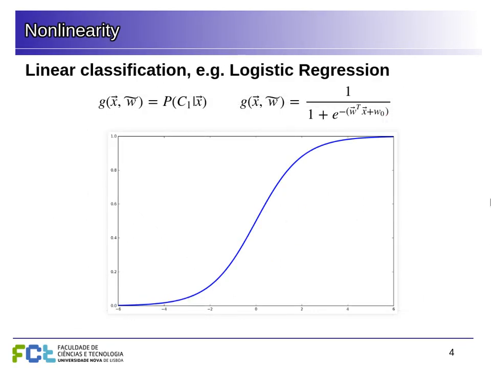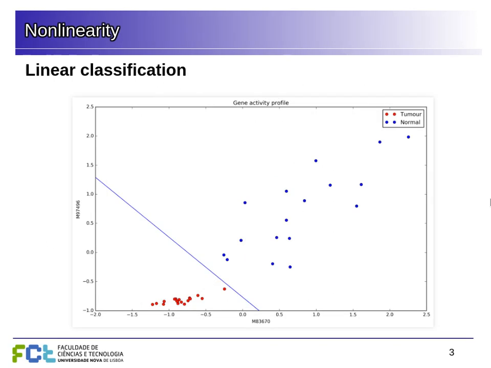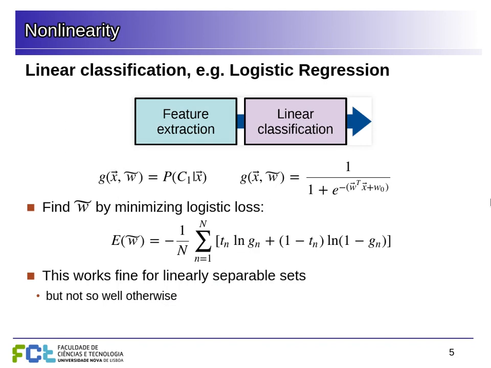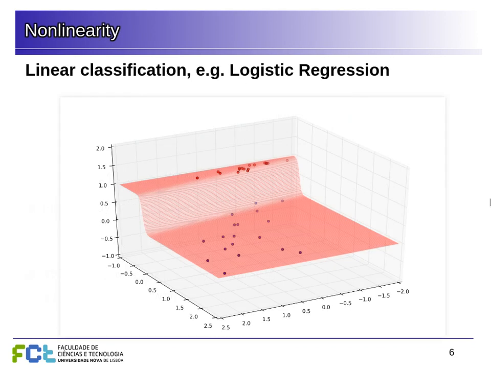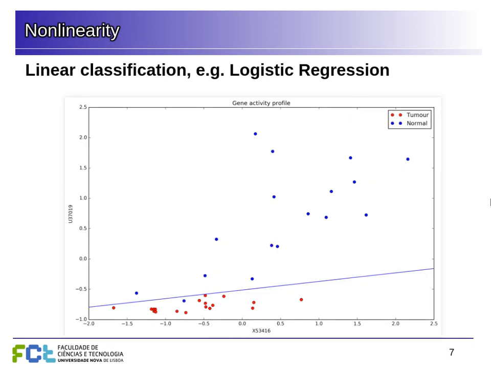This can be done, for example, with logistic regression, which is a standard, very widely used linear model, and it can give us this kind of classification. But if we have a more complex problem, for example like this, then we cannot really separate this with a single straight line. Okay?